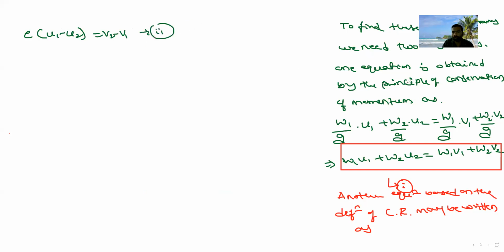See, whenever two bodies are coming and impacting, we know the masses, that is the weights W1, W2, the initial velocities U1, U2, and we know the coefficient of restitution also. So how do we find the final velocity? In the problem, they ask for the separation velocity. So these two are the formulas you have to use: one is the principle of conservation of momentum, and the other is the coefficient of restitution. See, what are the unknowns here?